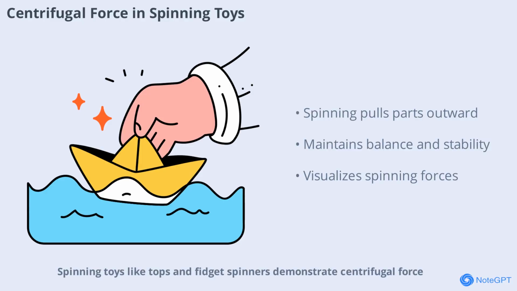Spinning toys like tops and fidget spinners demonstrate centrifugal force. As the toy spins, parts of it are pulled outward, maintaining balance and stability. This simple example helps children visualize the effects of spinning motion and the forces involved.